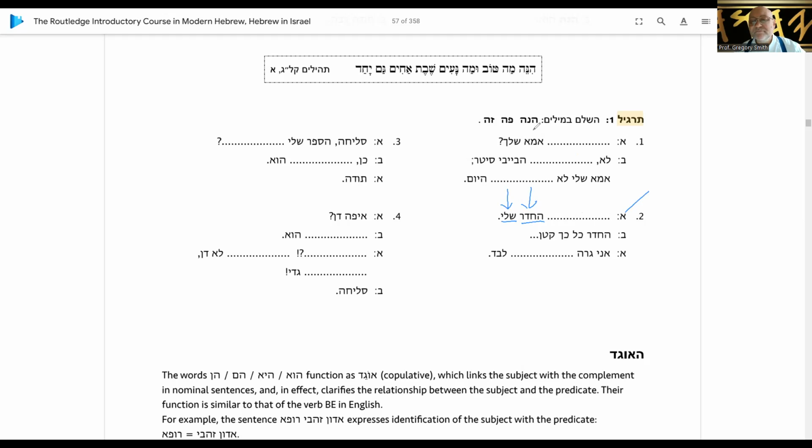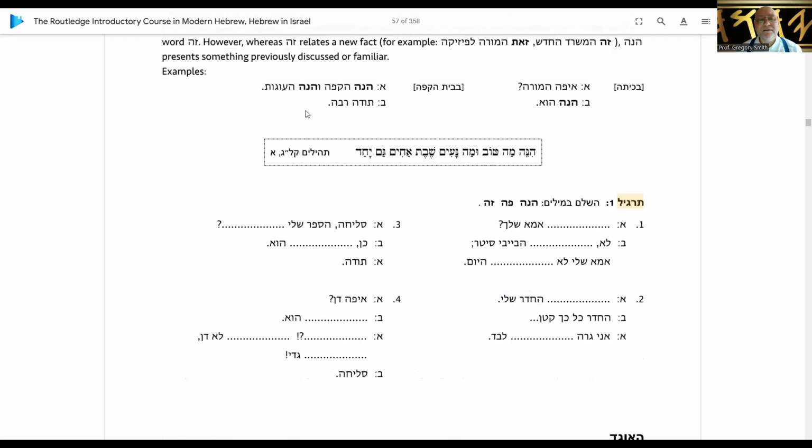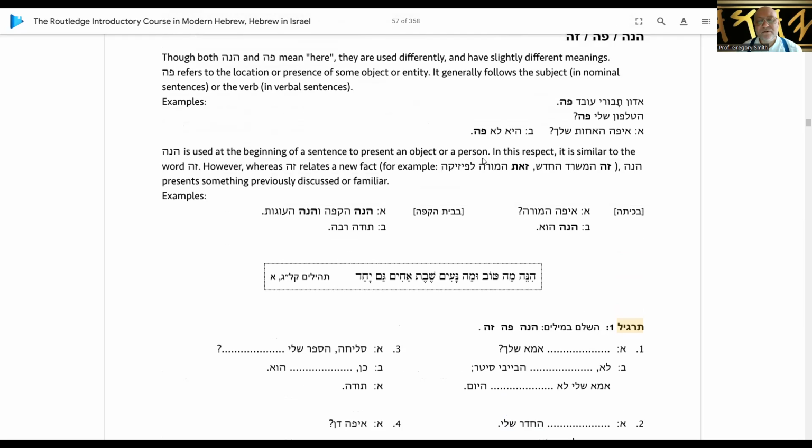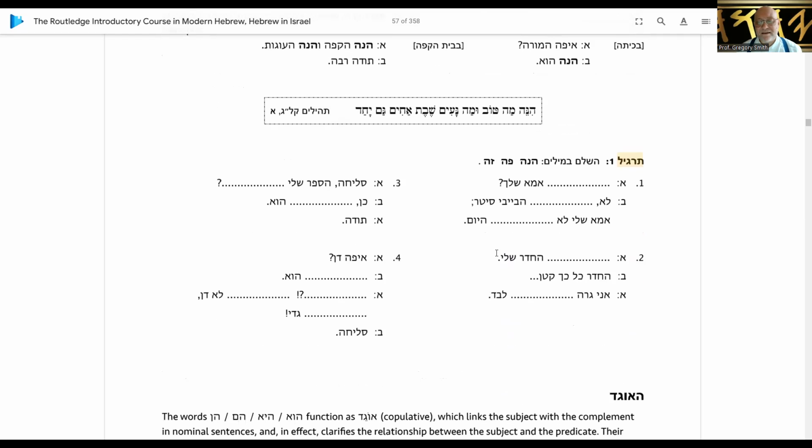And let me double check something here. Okay, I bet I'm just going to use hine. Hine haheder shali. Let's try that. Hine haheder shali. Yeah, let's put hine in there. Hine haheder sheli. So here is the room belonging to me.